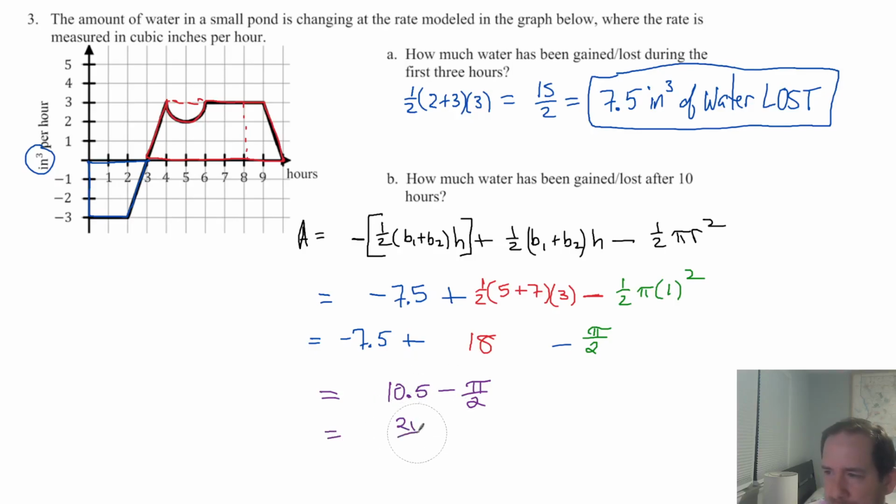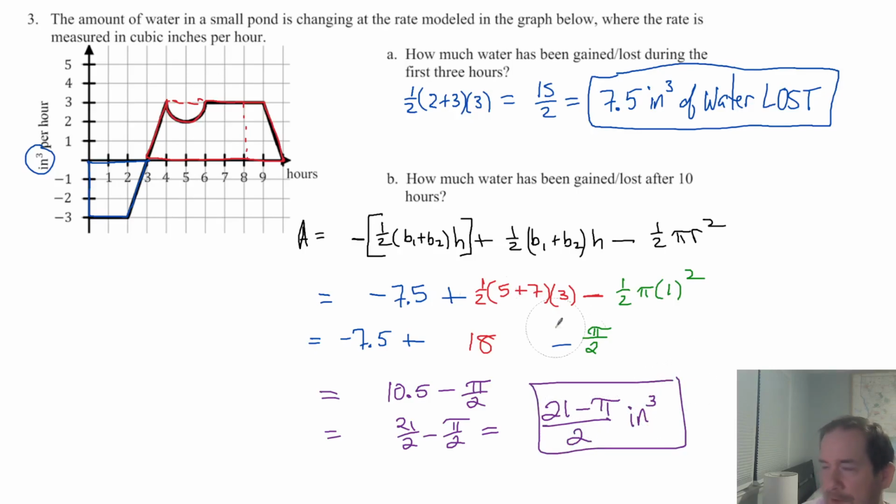This time wants to be 21 over 2 minus pi over 2, because then we can combine these two separate terms into one term, where the numerator is 21 minus pi, and the denominator is 2. And all of this is cubic inches. So that would be the amount of water that we gained, because this is going to be an overall positive. So in part A, we lost this much water, but in part B, we started to gain water. So we have an overall net positive change.